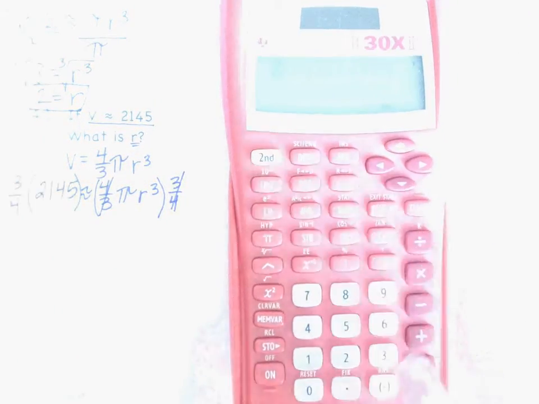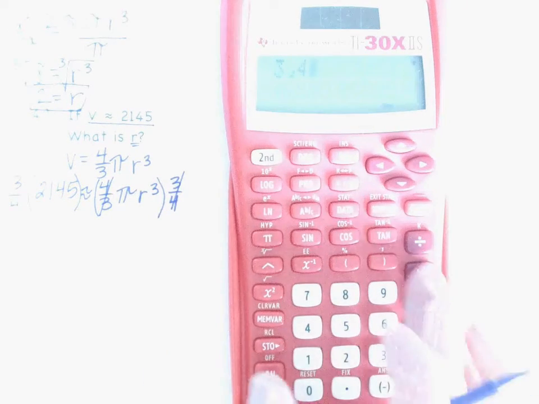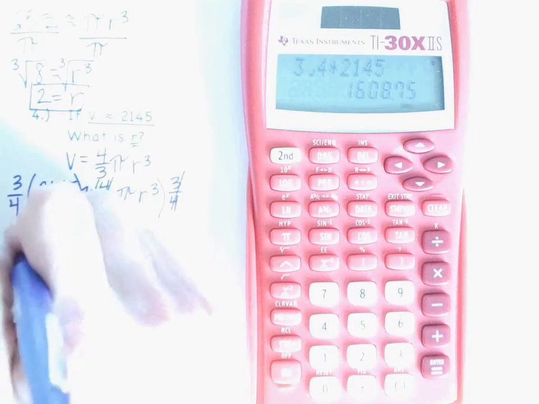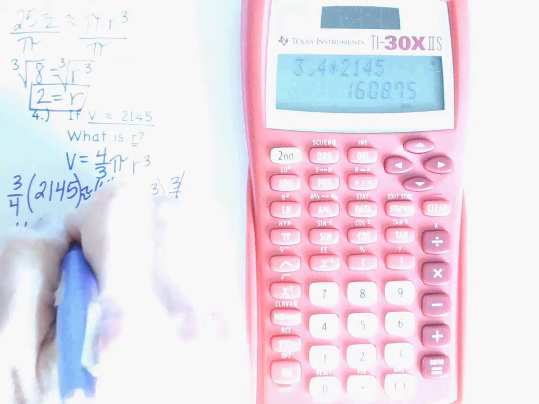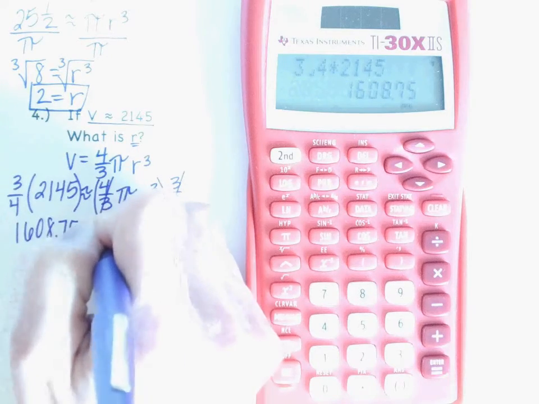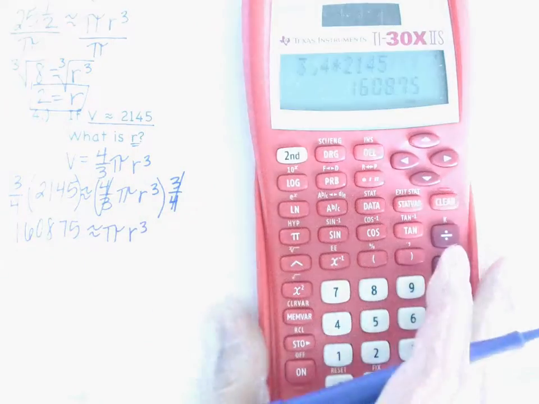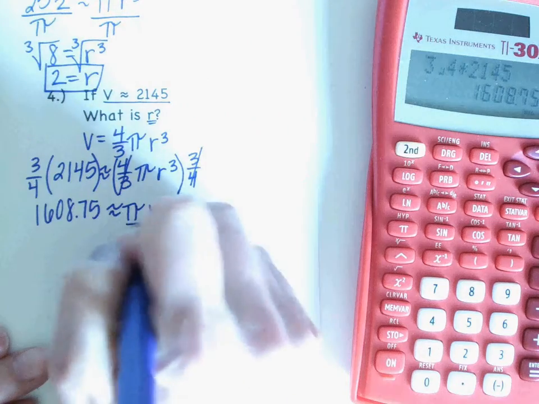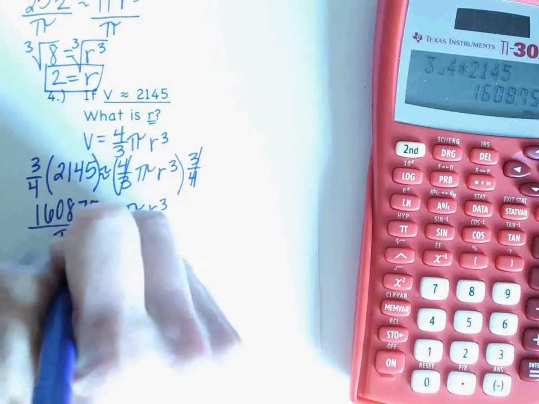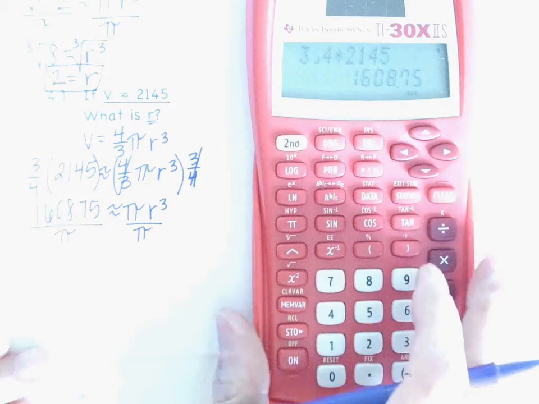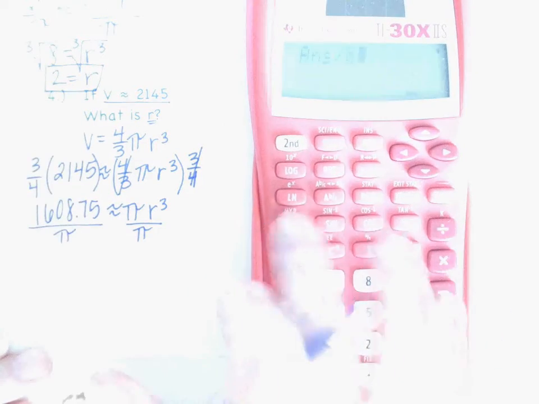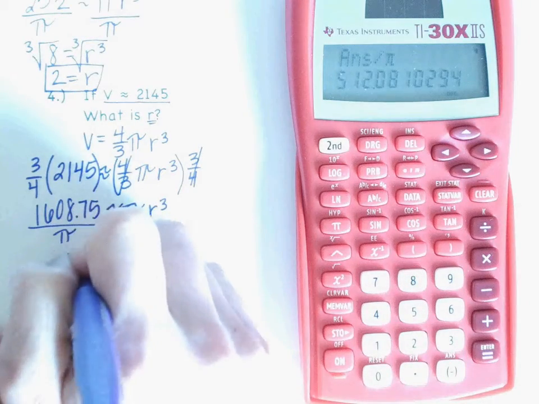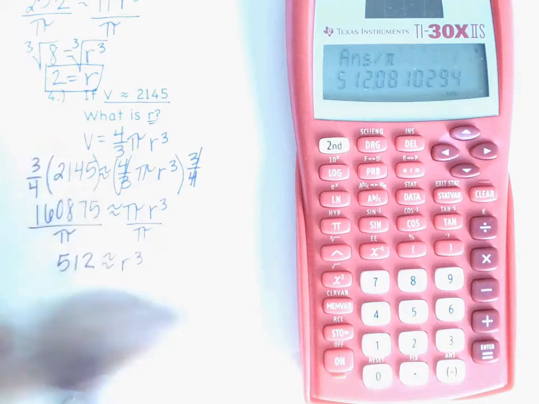So using my calculator again, I multiply that together, and I'm going to write that all down. So 1,608 and 75 hundredths is about pi r cubed. And just a couple more steps here. We'll go ahead, divide by pi. Notice how I left this in my calculator, so I'm just going to hit divided by pi. And I'm going to go ahead and round, and we'll round to 512 is equal to about r cubed.